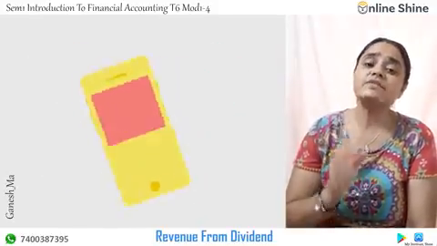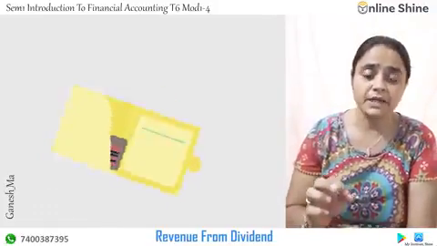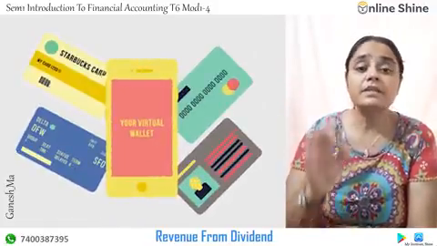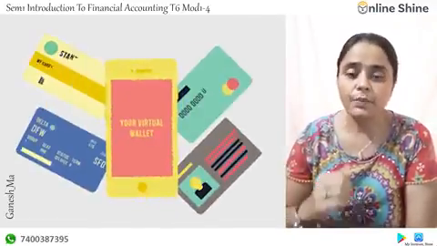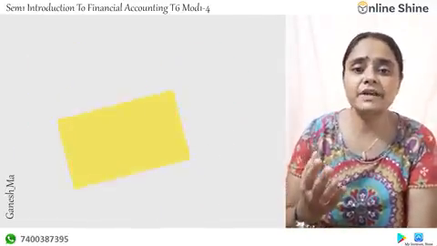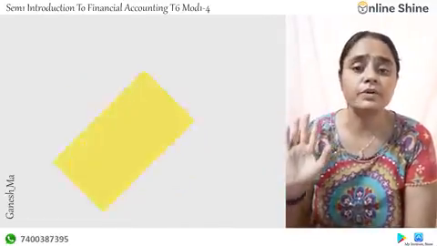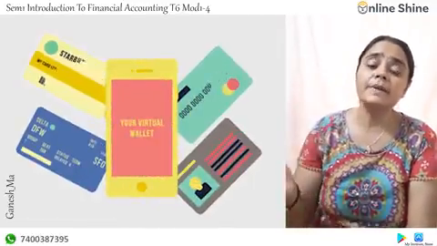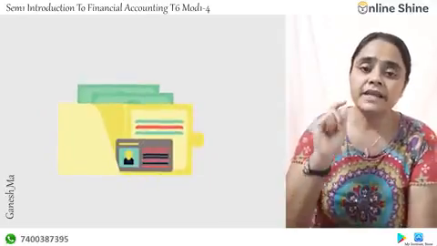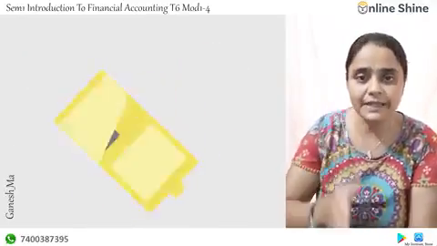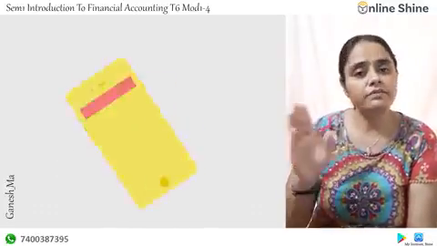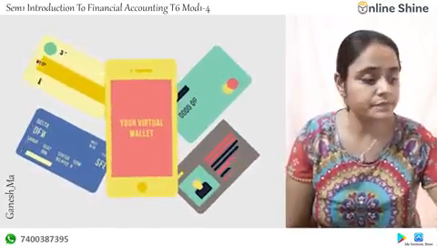The last one is revenue from dividend, which will be recognized when the right to receive the dividend payment is established. See, when the company declares a dividend, at that time you are not going to recognize the revenue. When the company pays you dividend and the right to payment of dividend is established, only at that time will revenue from dividend be recognized. Understood?